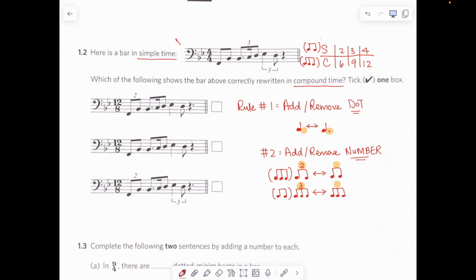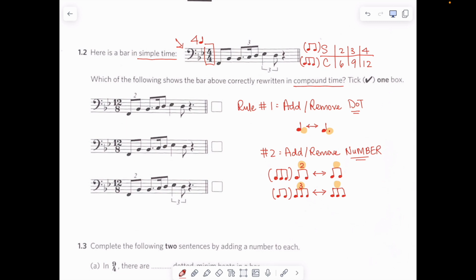So we're going to take a look at this rhythm together. First thing, we're dealing with rhythm, so of course, we're going to start with the time signature. This is 4/4 time. Well, this is just simple time. Top number 4 means 4. Bottom number 4 means crotchet. So 4/4 time means 4 crotchet beats in a bar.